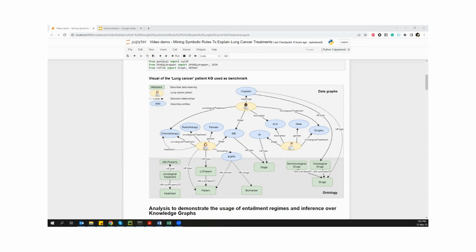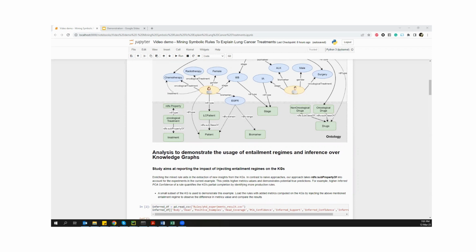Due to privacy concerns, the P4 Lookat knowledge graph cannot be made available as it contains data about lung cancer patients. Therefore, only the mined logical rules over the P4 Lookat knowledge graph will be made available publicly in our GitHub repository. As you can see, this is a small visual of the lung cancer patient knowledge graph, which is used as a benchmark in the current study.